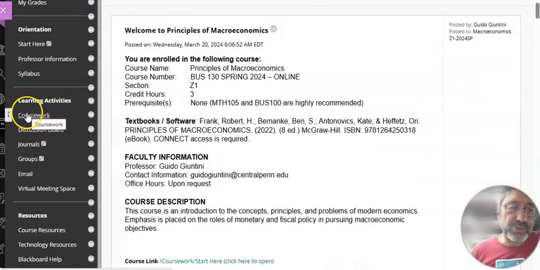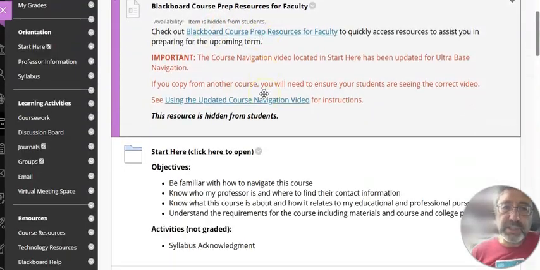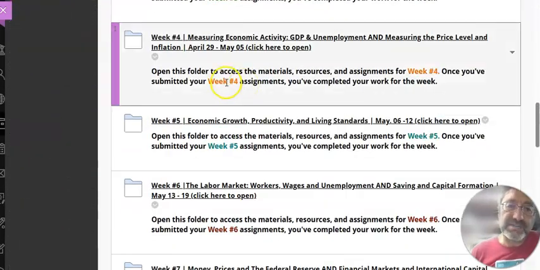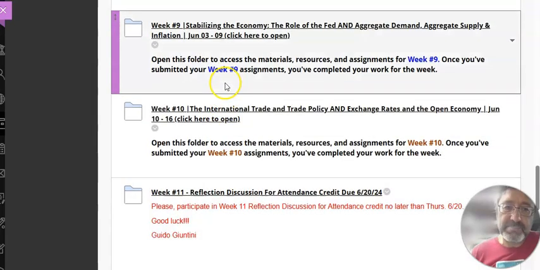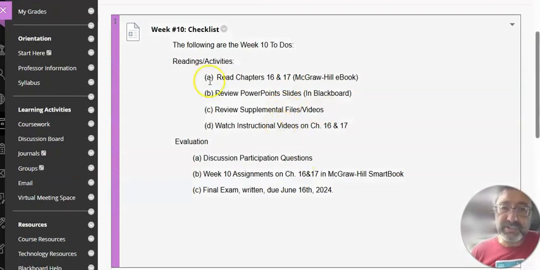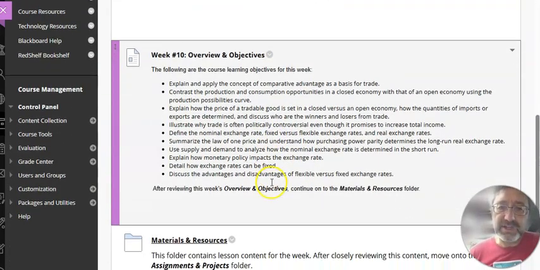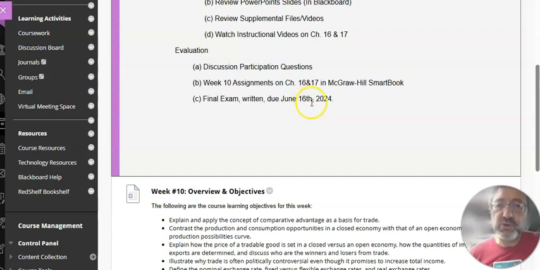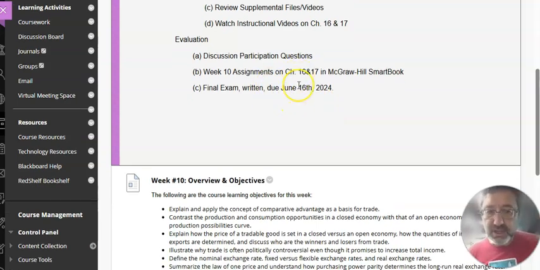So when you go here to coursework again, you will see that you have again the same thing, like all the weeks. This is week 10. And then that's the last stuff to do: chapter 16 and 17, and then the assignments and the final exam. The final exam, remember, is due Sunday, June 16th. Okay, this has to be graded by me, and so I need a little bit of time to do that.